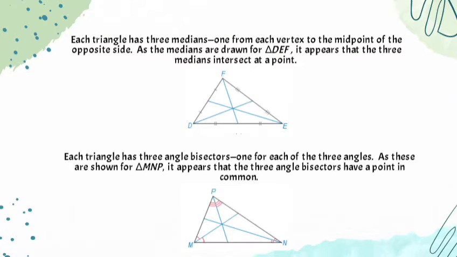Each triangle has three medians, one from its vertex to the midpoint of the opposite side. As the medians are drawn for triangle DEF, it appears that the three medians intersect at a point. A triangle has three angle bisectors, one from each vertex. As these are shown for triangle MNP, it appears that the three angle bisectors have a point in common.